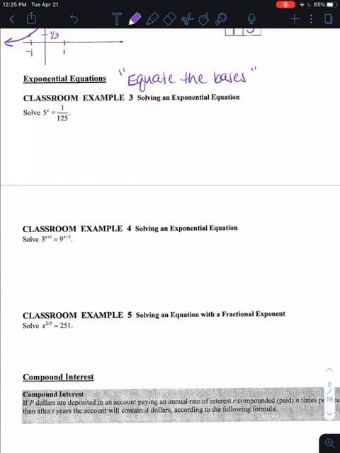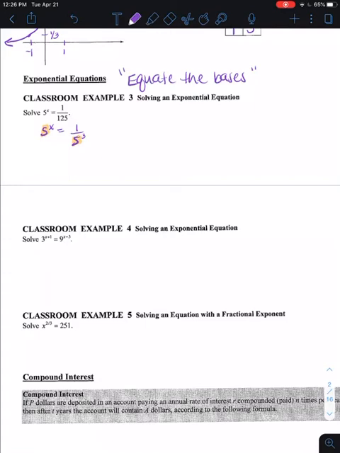So I'm going to rewrite this problem. My goal is to get that exponent. Now, what is the actual value for x that would give me 1 over 125? Well, remember, I can just rewrite this. 125 is the same thing as 5 to the 3rd power. So that's where equating the bases comes from. You want to rewrite both sides of your equation using the same base. So I was able to rewrite 125 as 5 to the 3rd power.